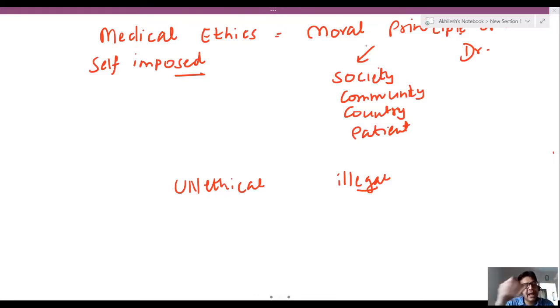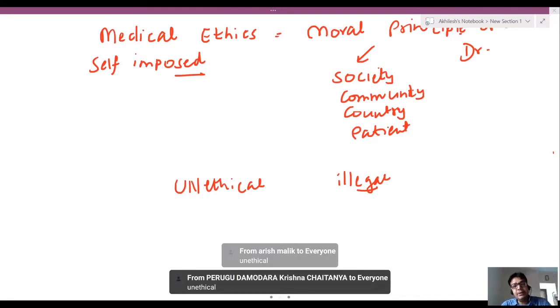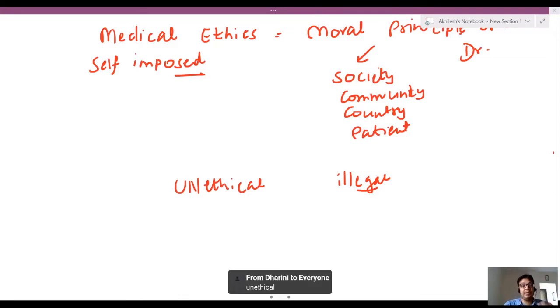Repetition of advertisement. Every day you are repeating your advertisement, that come take my goods, take my goods. Is it illegal or unethical? Yes, it is unethical. Repetitive advertisement is unethical and wrong advertisement is illegal. Illegal, you get punishment. But for unethical things, you can get a warning. This is the basic difference between unethical and illegal.